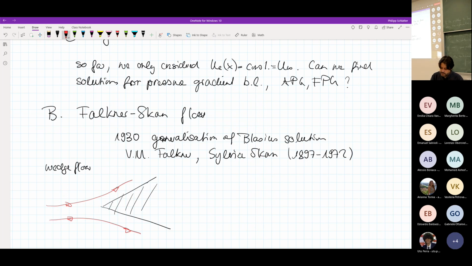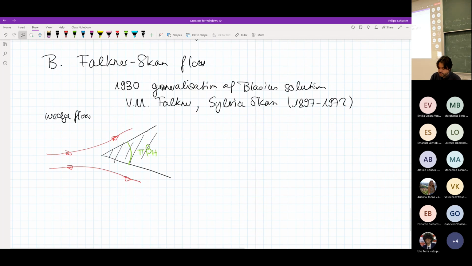And they were interested in knowing how, when the angle of this wedge is not zero, so it's not a flat plate anymore, this wedge would then change the properties of the boundary layer. So therefore, what they did is they considered different angles of this wedge. And what they introduced here is, this is again just notation, this angle to be pi times beta_H. Now, let me explain.